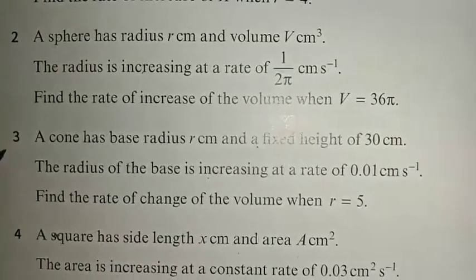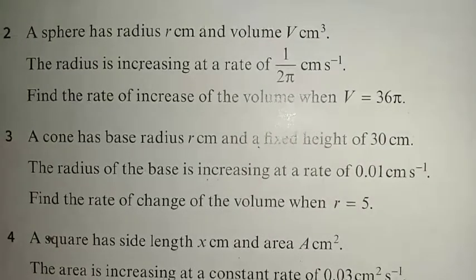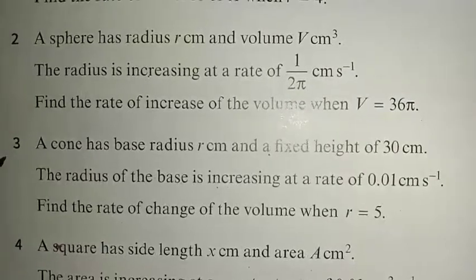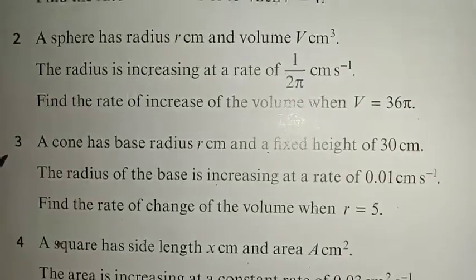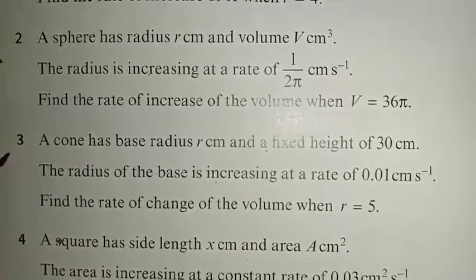A cone has base radius r centimeter and a fixed height of 30 centimeter. The radius of the base is increasing at a rate of 0.01 centimeter per second. Find the rate of change of volume when r is equal to 5.